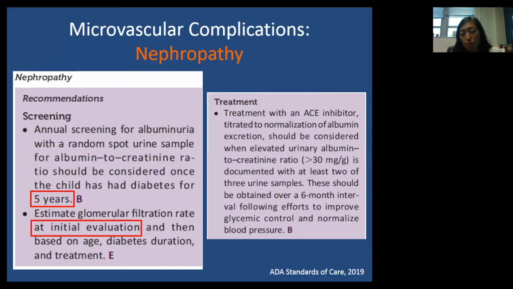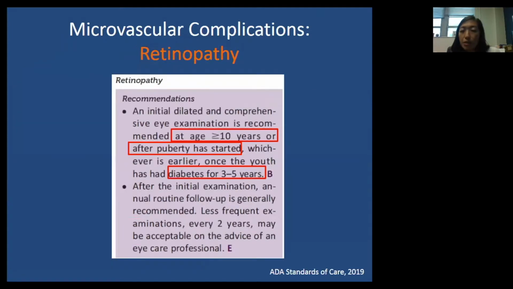Similar to those with type 2 diabetes, if their albumin to creatinine ratio is elevated, greater than 30, at least 2 times in the span of 6 months, then you do want to start an ACE inhibitor, and if not tolerated, an ARB for nephroprotection.